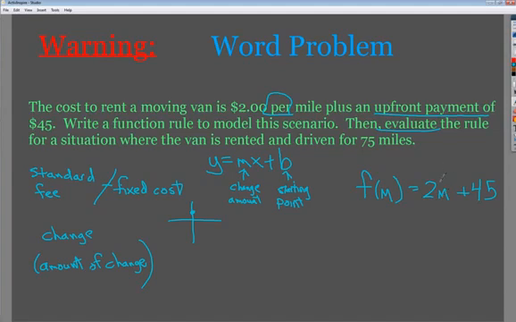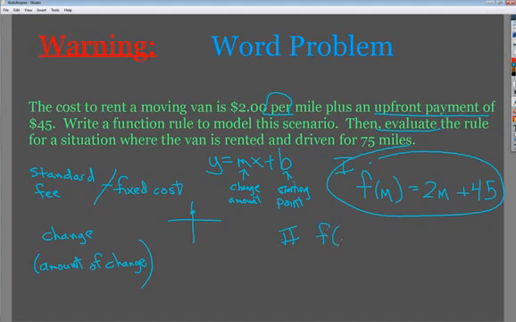If I plug in the number of miles that I've driven, multiply that by 2, add $45, I get my total cost of my spending for that rental, whatever it happens to be. You could say it's f(c) for cost or whatever you want to call it, but I tend to make it in function notation like this. Now, on the other side of it, they want me to evaluate it. So that's part 1. For part 2, they just want me to plug in 75 miles.